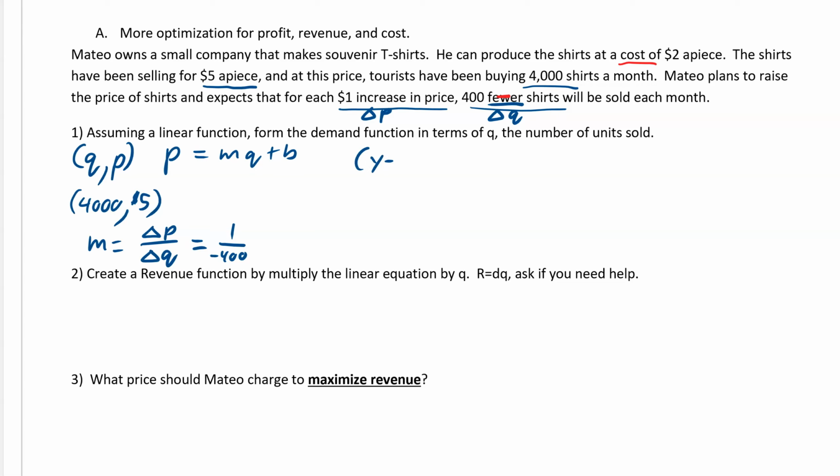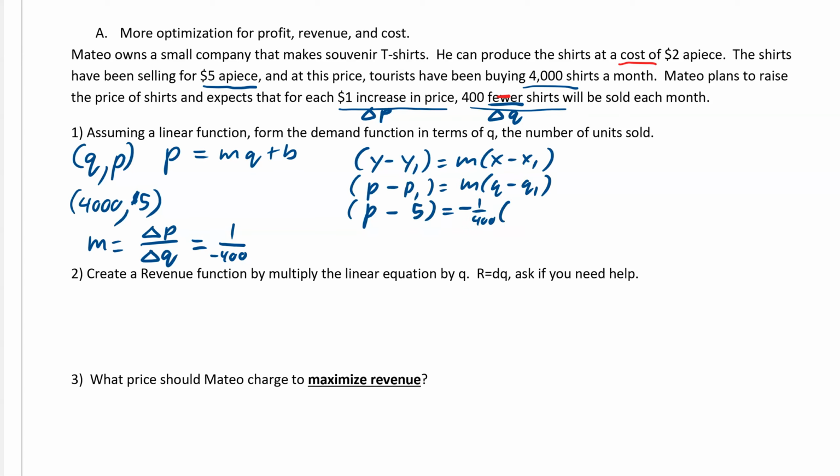So I'm going to use the y minus y1 equals m(x minus x1). And so in this case, it will be p minus p1 equals m(q minus q1). Okay, so this is p minus our price, which is $5. And our slope is negative 1 over 400. Q minus 4,000. So P minus 5 equals negative 1 over 400 (Q minus 4,000), which is negative 1 over 400 Q plus 10. Because if we distribute that, it'll give us a positive 10. And then we add the 5 over. So P is equal to negative 1 over 400 Q plus 15.